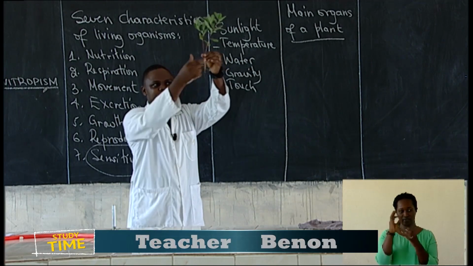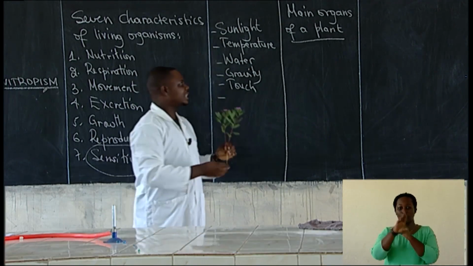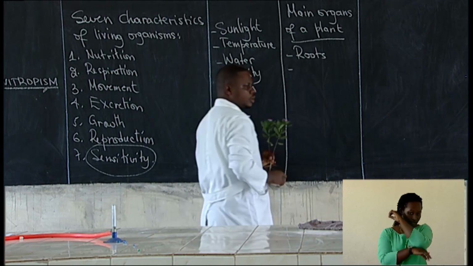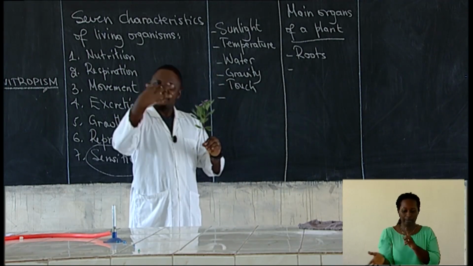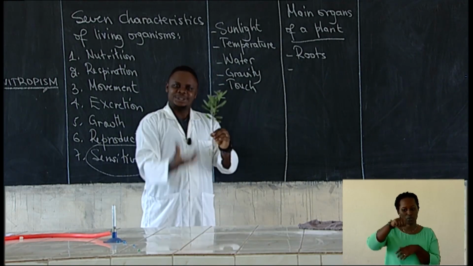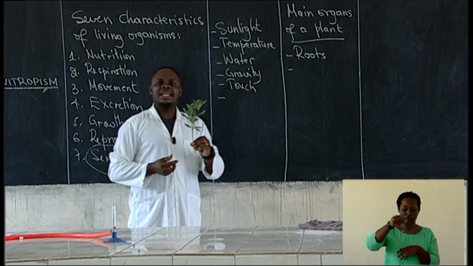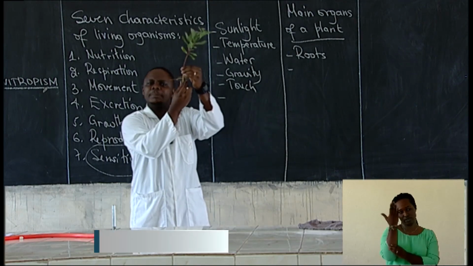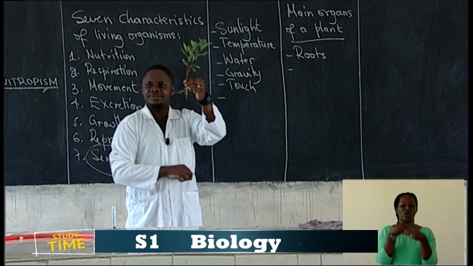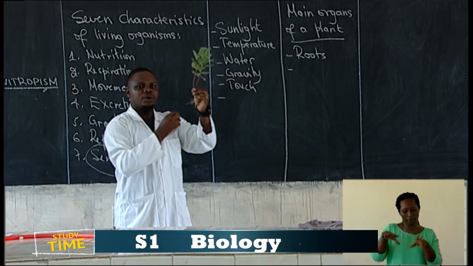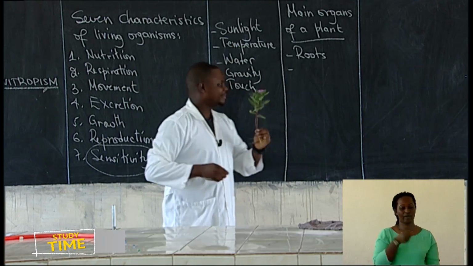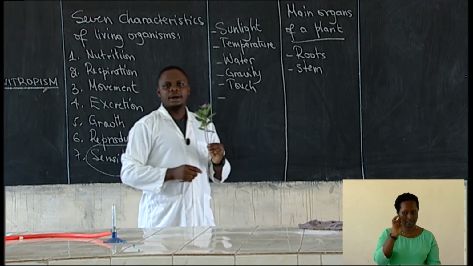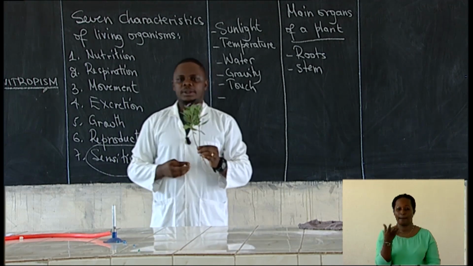We have roots, which are very important. They are very important because they absorb water and mineral salts from the soil so that water can be used by the upper parts of the plant. Roots fix the plant firmly into the soil. Then, apart from roots, we also have the stem. Stem is another main organ of the plant.